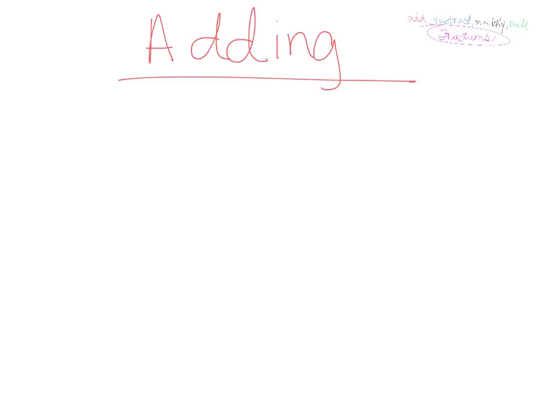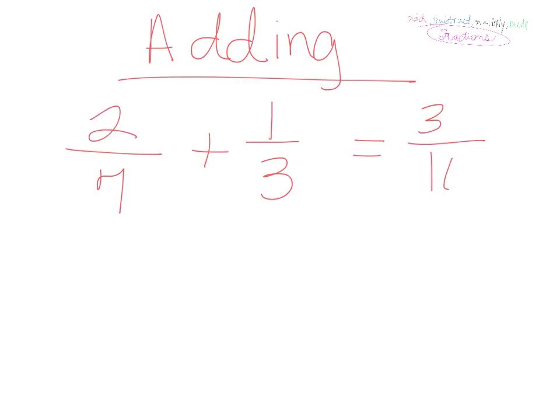Okay, let's say you've got 2/7 plus 1/3. Okay, now I know immediately what you want to do is say 2 plus 1 equals 3 and 7 plus 3 equals 10. But that is wrong.